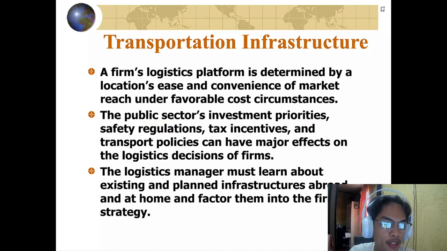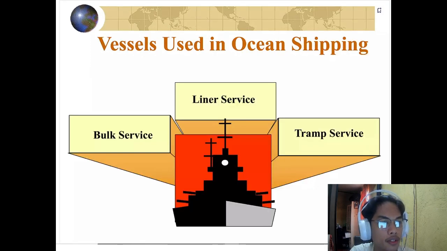So, transportation infrastructure. A firm's logistic platform is determined by locations, ease, and convenience of market reach under favorable cost circumstances. The public sector's investment priorities, safety regulations, tax incentives, and transport policies can have major effects on the logistic decisions of firms. So the logistic manager must learn about existing and planned infrastructures abroad and at home and factor them into the firm's strategy.